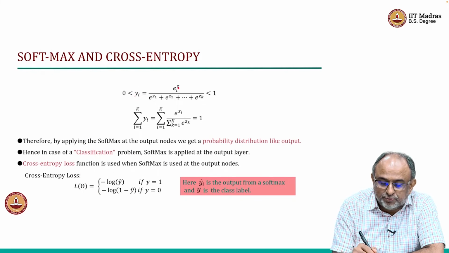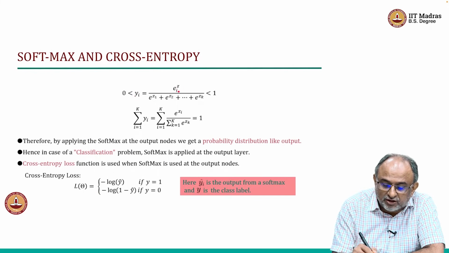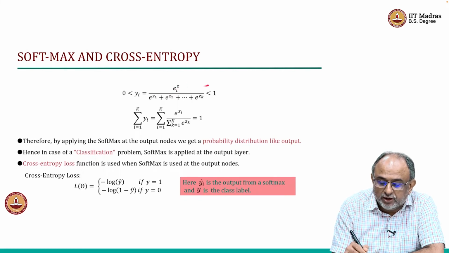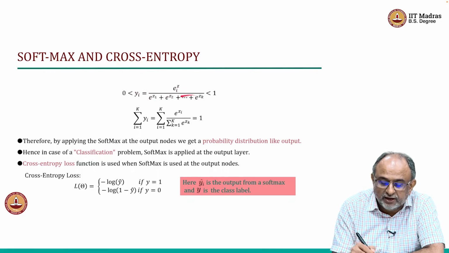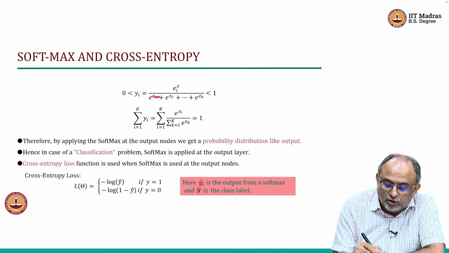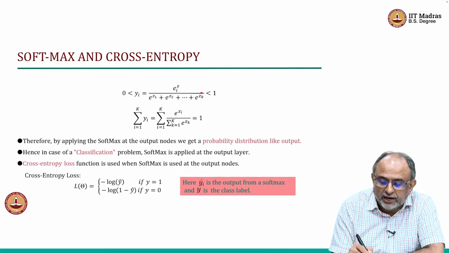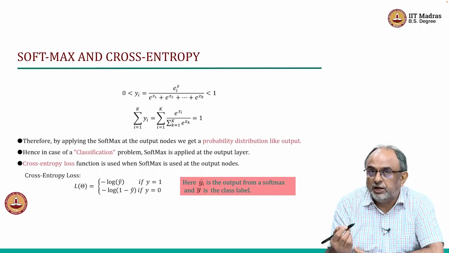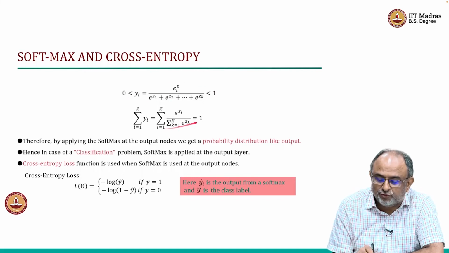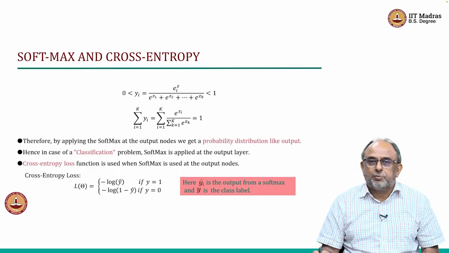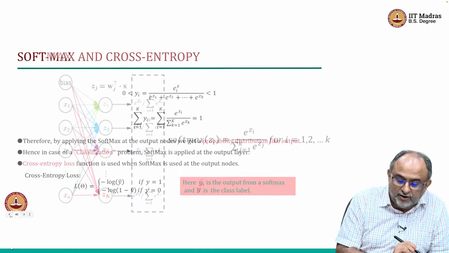So yi is e raised to the power of zi. There was a mistake earlier, this should be zi. For example, if I look at y2, it will be e raised to the power of z2 divided by e raised to the power of z1 plus z2 up to zk. Z2 is available in the denominator, but there are also other quantities, and therefore this will always be between 0 and 1, like a probability. It will never go beyond this, and the summation of all of these is going to give 1. So it's exactly behaving like a probability, and that's the whole idea of this.